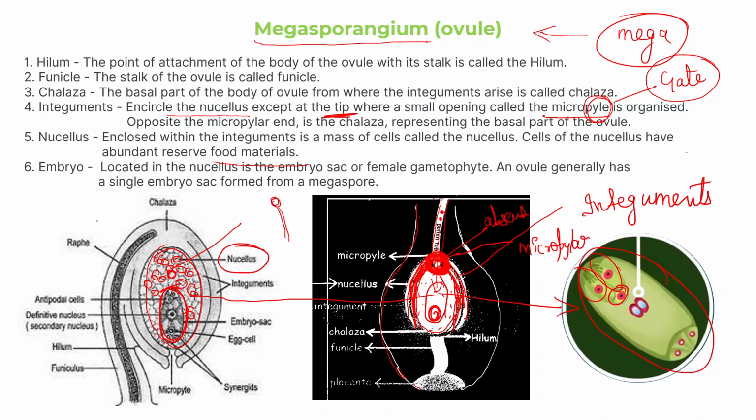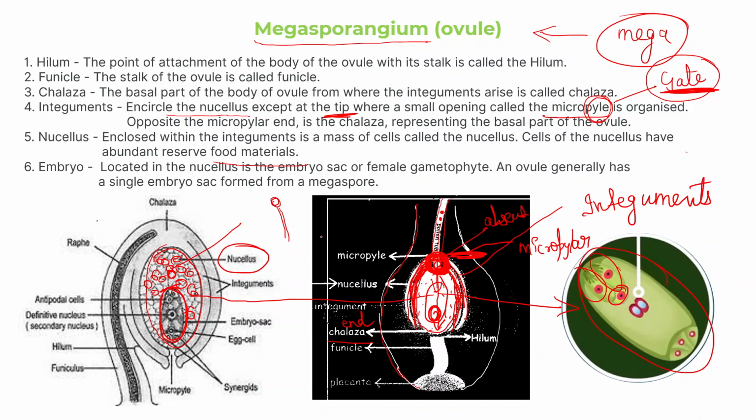This point is called the micropylar end. So you will never forget why it is called micropyle: pyle means gate, and this is where the protective layer is absent so that these male gametes could enter inside. And the exact opposite area, the extreme opposite of the micropylar end, is the chalazal end. So this end is the micropylar end and this one is the chalazal end.